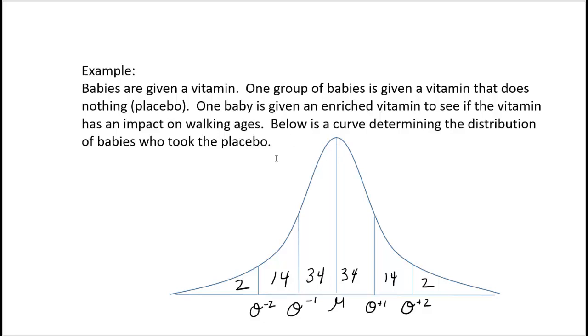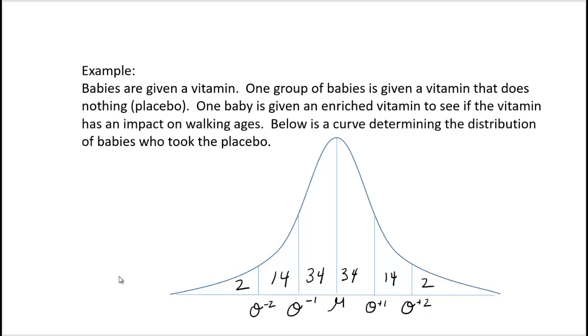Below is a curve that determines the distribution of babies who took the placebo. More specifically, this is a distribution that talks about the breakdown of standard deviations and the percentages. Notice that we're using population symbols, the mu and the sigmas, to determine the standard deviations for this distribution because we are using a comparison distribution of babies' walking ages who took the regular vitamin. That is, this is our population parameter. So we have the mean, the standard deviation that's 1 above the mean, 2 above the mean, 1 below the mean, and 2 below the mean.